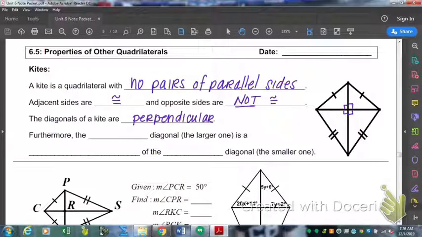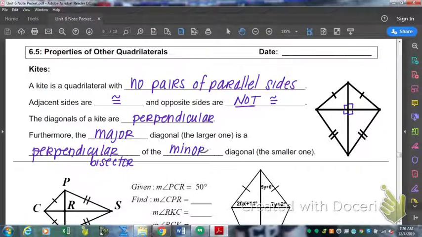Furthermore, here's an interesting piece to this. The major diagonal, which is the larger one, the major diagonal of a kite is a perpendicular bisector of the minor diagonal, which is the smaller one. So that means the longer diagonal cuts the smaller diagonal in half at a 90-degree angle.